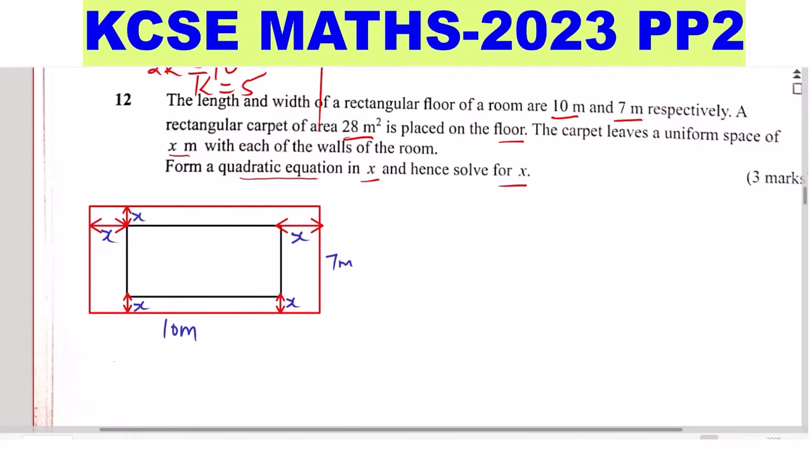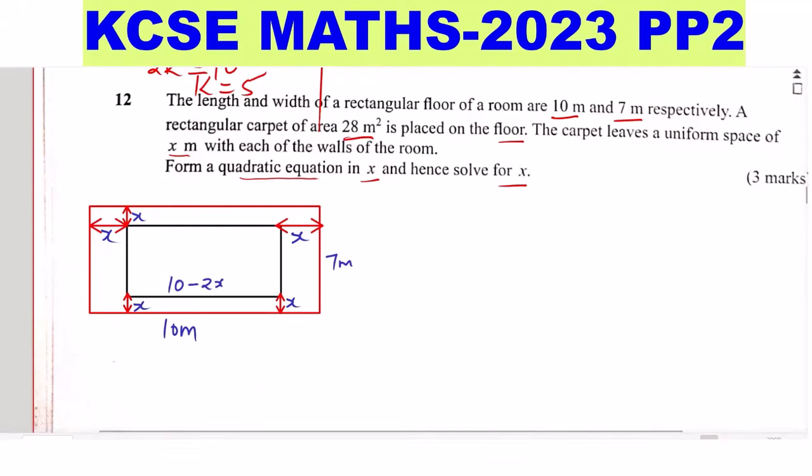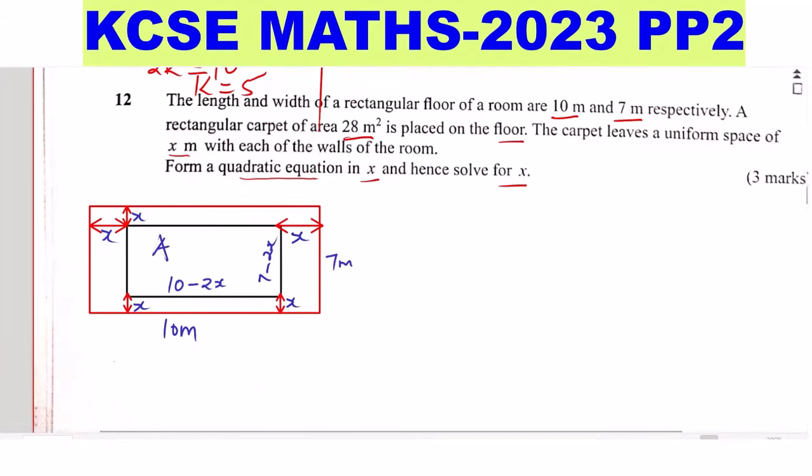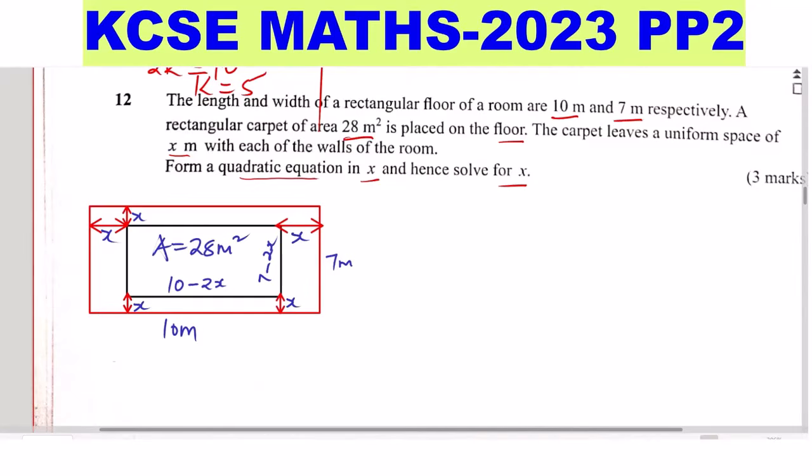So there are 2 x's. So this will be 10 subtract 2x. This x from this side and x from the other side. Then for the width, we have 7, again 7, subtract 2 x's, x from both ends. And we have the area. This carpet is 28 meters squared. So we have the length and the width.